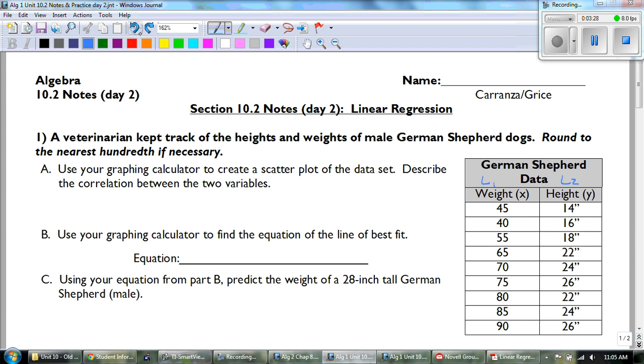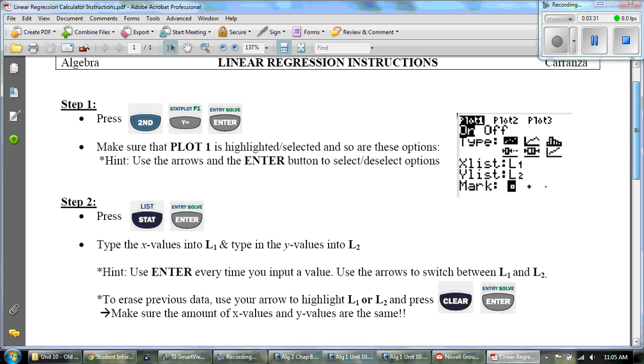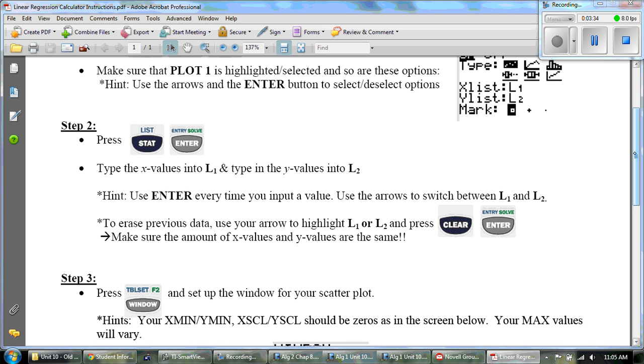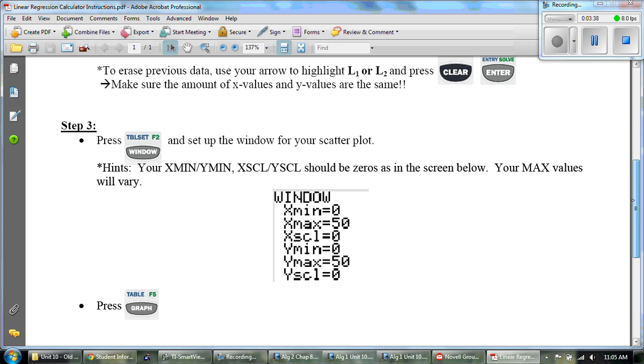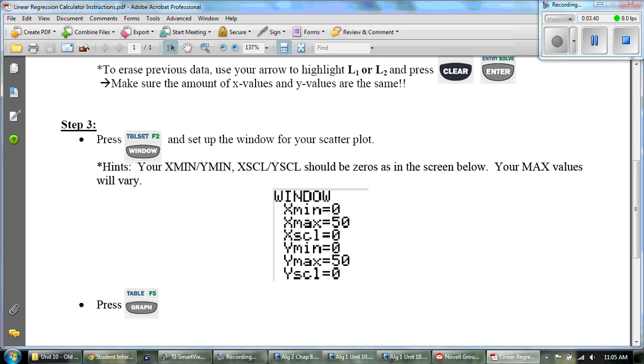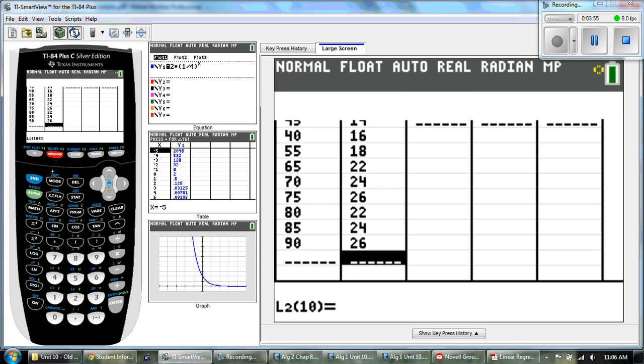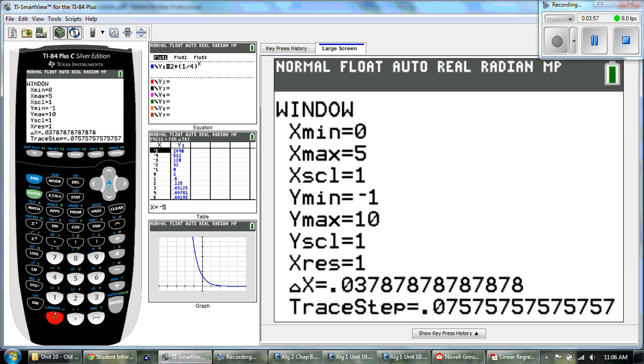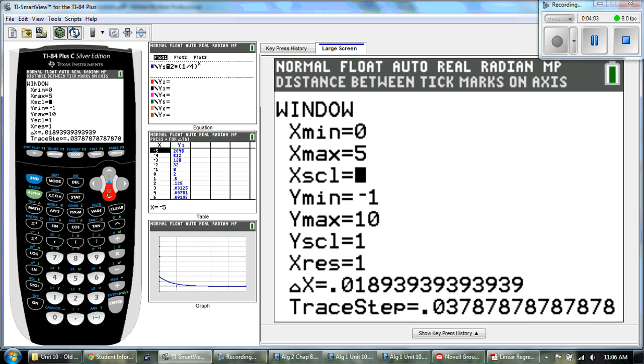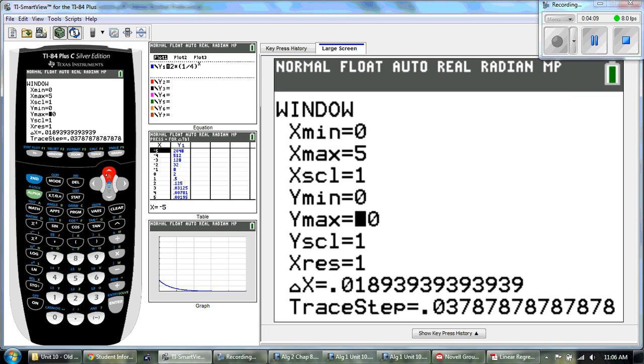Okay, so what do I have to do now? I've plugged everything in. I didn't have to erase any data, but now I need to make sure to set up my window for the scatter plot. We need to check that our x-min, y-min, x-scale, and y-scale should all be zeros, and our max values are going to vary. Okay, so I'm going over to the window. My x-min should be 0. My x-scale, I believe, should be 0. Y-min is 0.